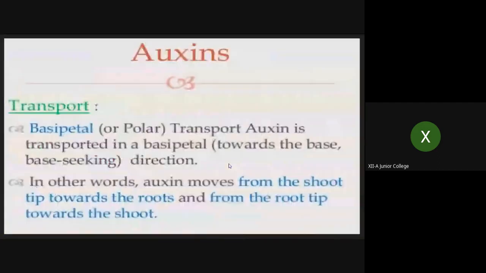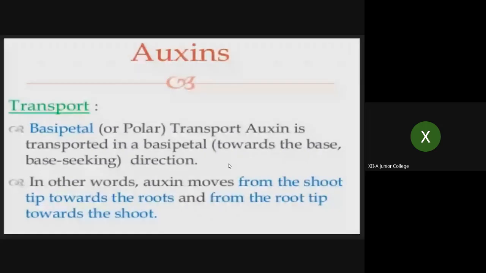Their transport is basipetal. Now remember, this is a very specific feature of auxins. Basipetal means towards the base. That means they are polar in direction. That means they are produced at one pole and they are transported to the opposite pole, the other pole.